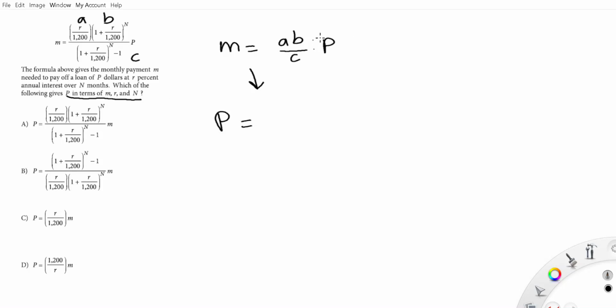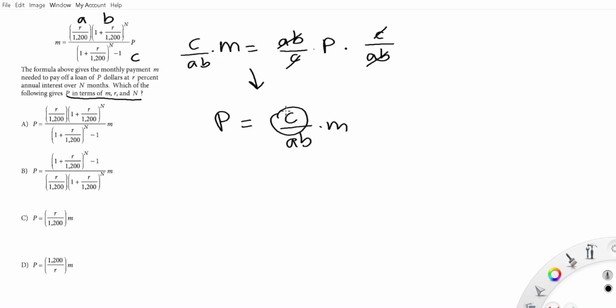And in order to solve for P, what I have to do is just take AB over C and multiply both sides by C over AB. And then what that helps me do is get rid of C like that, get rid of A and B like that, and now I have P is equal to C over A, B times N. Now I just have to go and find the answer choice that matches the letters here.